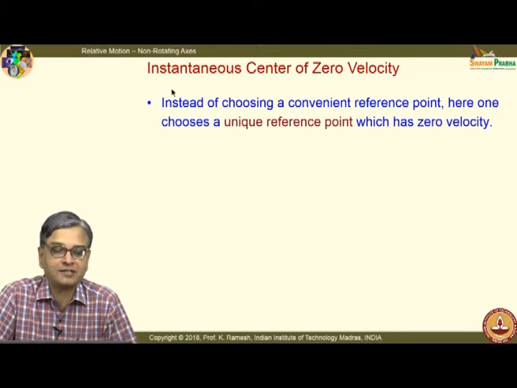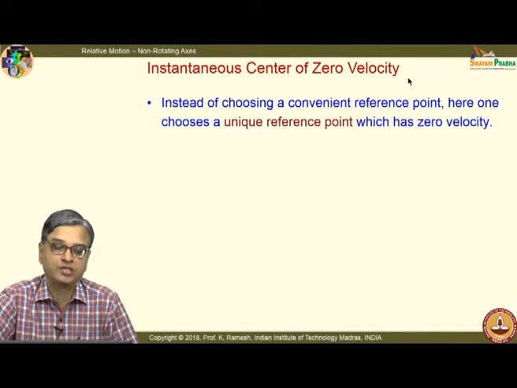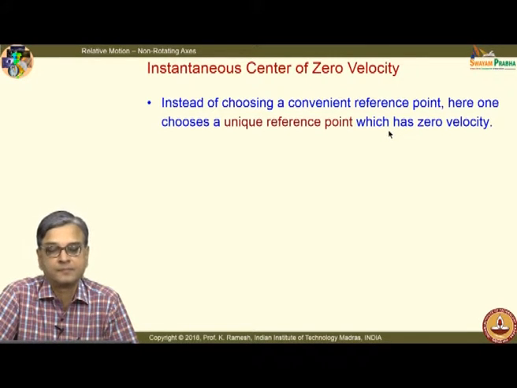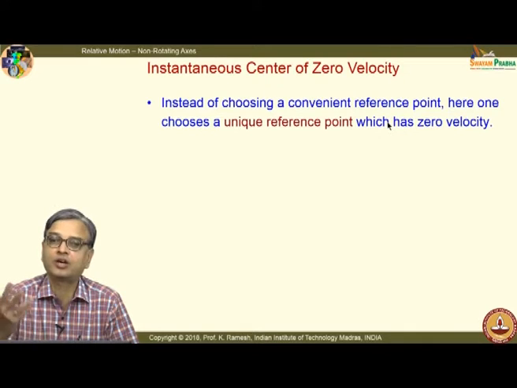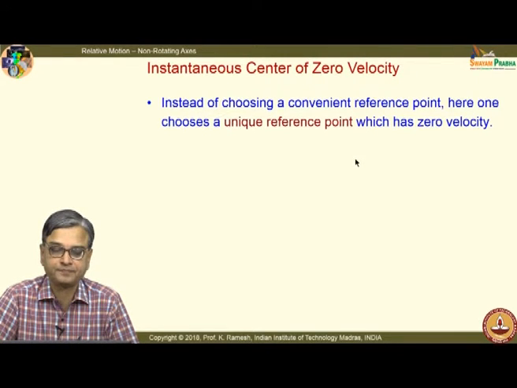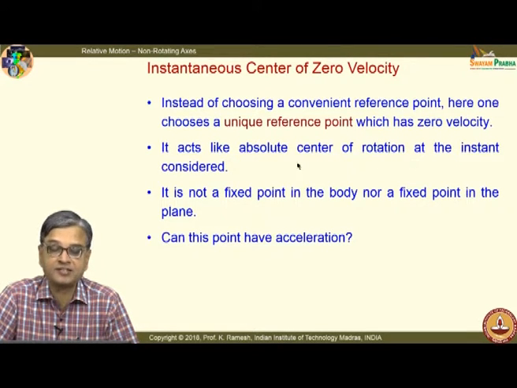Another trick we have is the concept of instantaneous center of zero velocity. So, instead of choosing a convenient reference point, here one chooses a unique reference point which has zero velocity. Once I find this, I can find out the absolute velocity of any point in the rigid body. In one shot I can find out, no difficulty at all. So, it acts like an absolute center of rotation at the instant considered. You have to underline that.